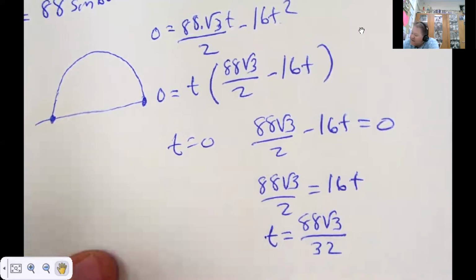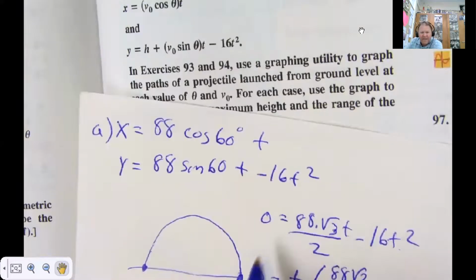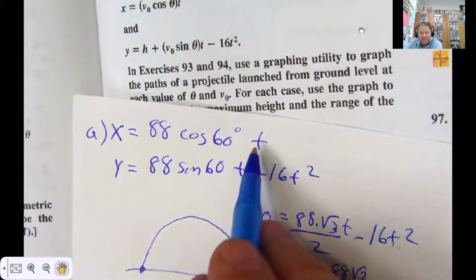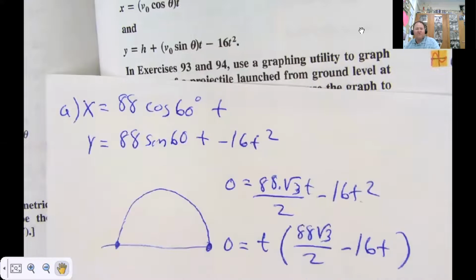So if I take that exact value for time and plug it back into this equation, that's going to tell me how far it goes. That's going to be the range that it goes. So let's do that first.